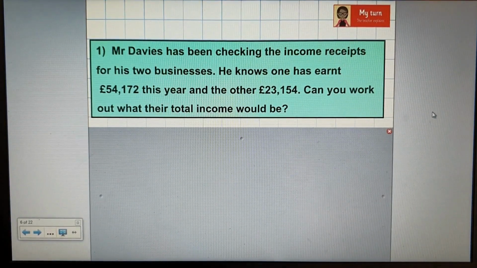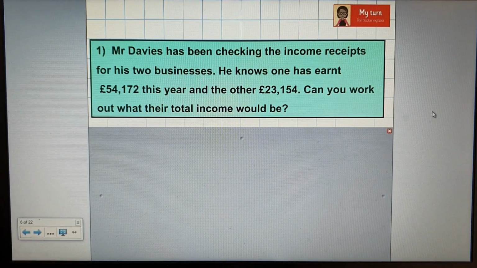Right, to begin with, we're going to do a my turn, where I'm going to explain and go through an example, and you can follow my kind of reasoning as I talk you through what we do. So, reading the problem, Mr. Davis has been checking the income receipts for his 2 businesses.